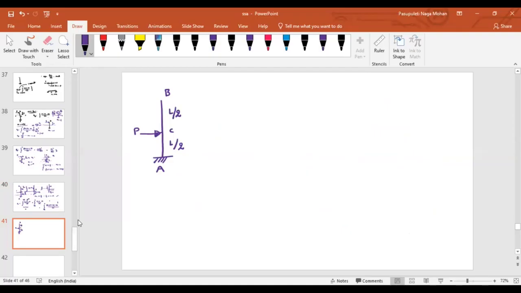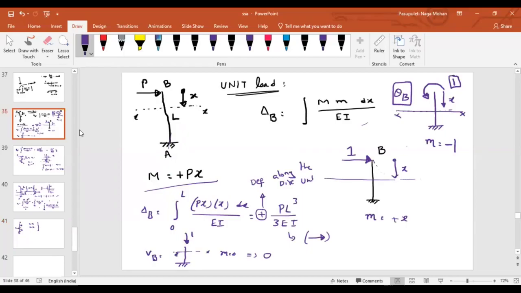Can you tell me what will be my deflection at C, rotation at C, what will be my deflection at B, and what will be my rotation at B? Leave that calculation apart. If you guys understood, that's fine. Now, can you tell me for this case, can I use the standard case of this one?